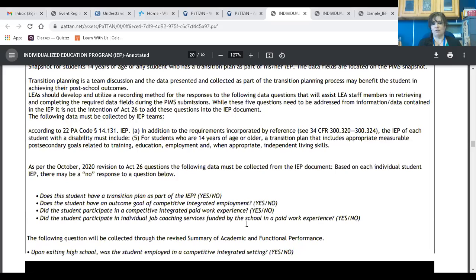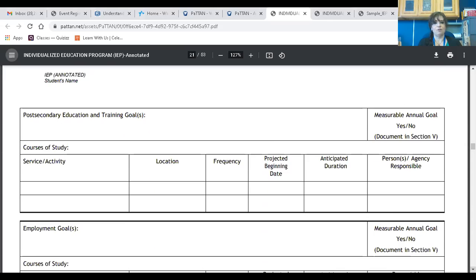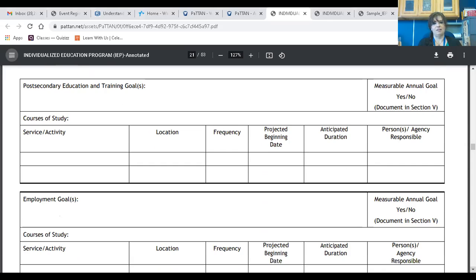A job coaching service is just something that provides support to students who are in work internships. So the grid looks like this. If a student is interested in doing post-secondary education, then you would write the goal in this section and then include a service and activity that supports this goal.